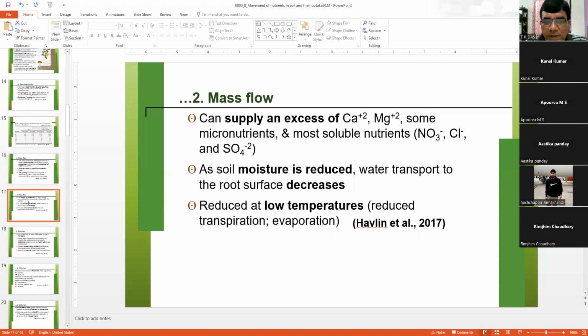Now, mass flow can supply an excess of calcium, magnesium, and some micronutrients and more soluble nutrients like nitrate, chloride, and sulfate. So these are the ions which move through mass flow. As soil moisture is reduced, water transport to the root surface decreases. It also reduces at low temperature. If you reduce the temperature, the mass flow will also reduce, mainly because of reduced transpiration and evaporation.